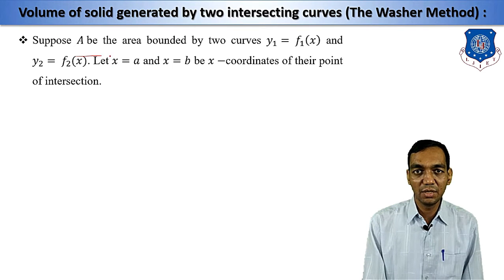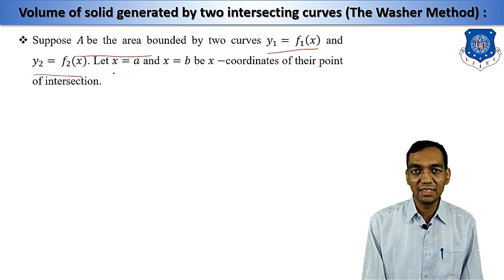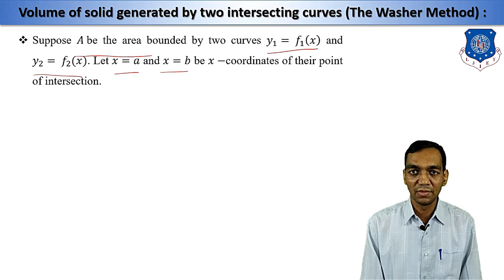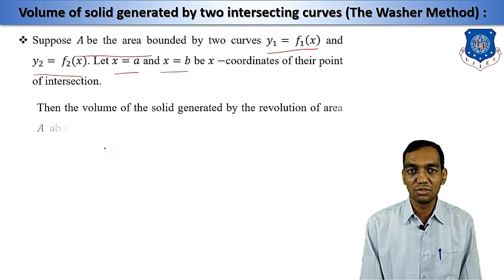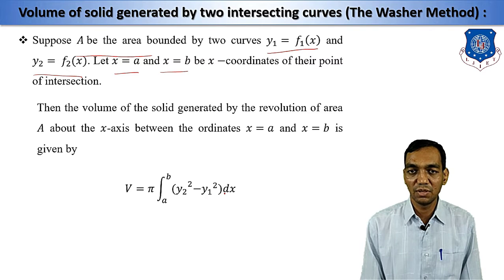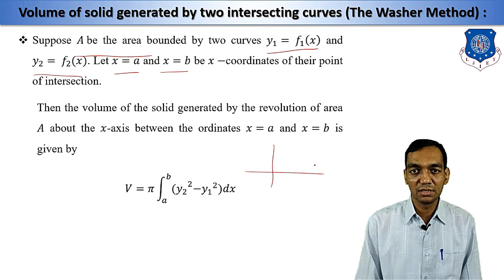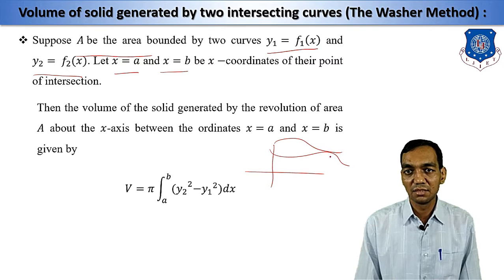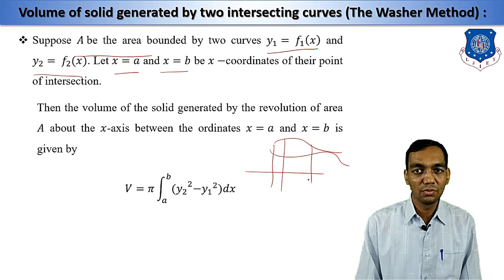Suppose A is the area bounded by two curves, y1 is equal to f1(x) and y2 is equal to f2(x), and you have to find the area between x is equal to a to x is equal to b. And we are going to take the rotation about x-axis. Then the solid generated by the revolution of the area about x-axis between the ordinates x is equal to a and x is equal to b is given by volume V is equal to pi into integration a to b (y2 square minus y1 square) dx. See, suppose you have any two curves like this, and we are finding the volume of this area.